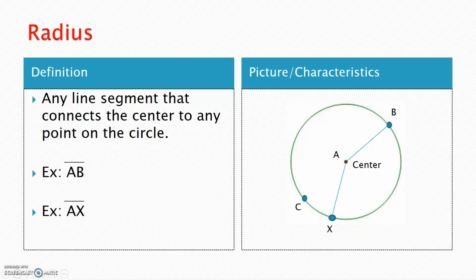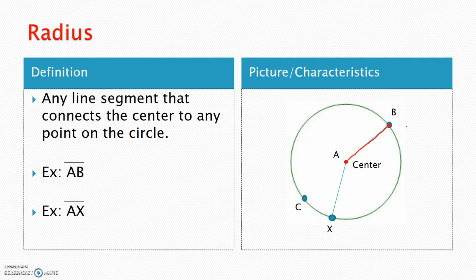All right, what is a radius? You guys might have heard this before. What's the technical definition in geometry? It's any line segment that connects the center to any point on the circle. We have the center here, center at A, and your radius is this little line that connects the center to any point on the circle.